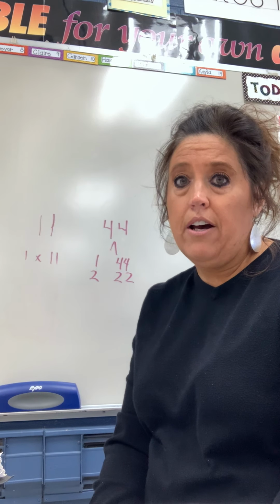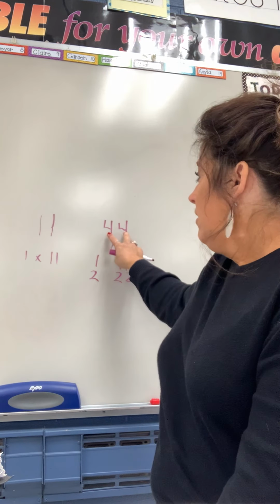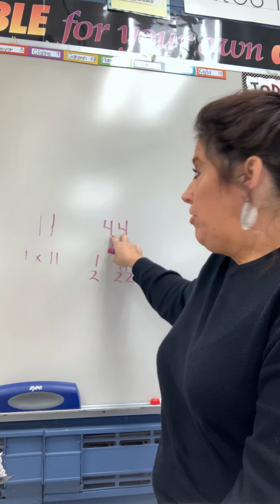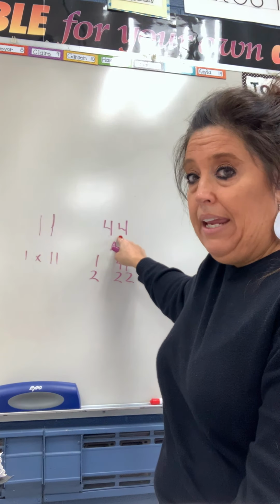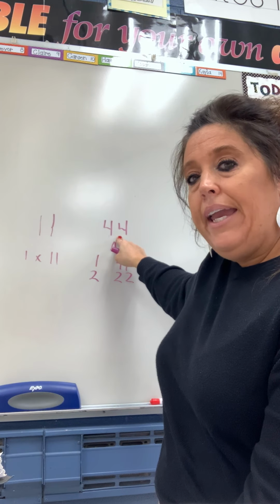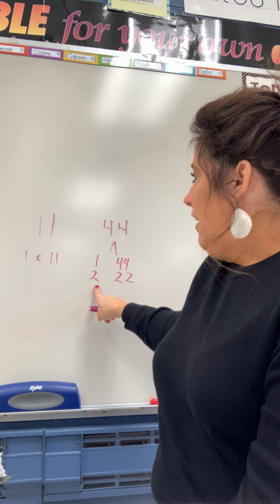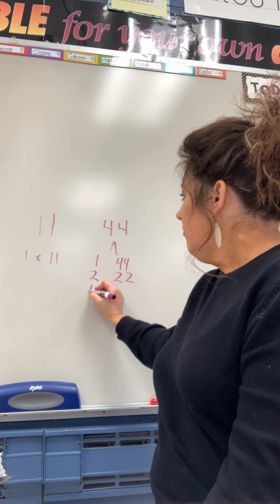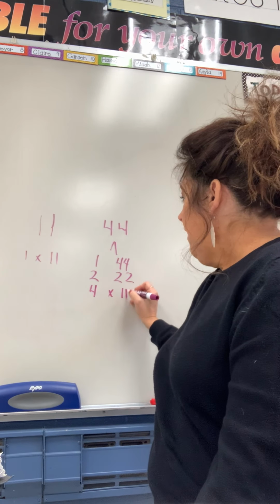3 is a factor of a number if the number can be added up together and get something that 3 can divide into. So when I add 4 plus 4, I get 8. Does anything times 3 equal 8? No. So that means 3 is not going to work. My next option would be 4. I have 4 times 11.